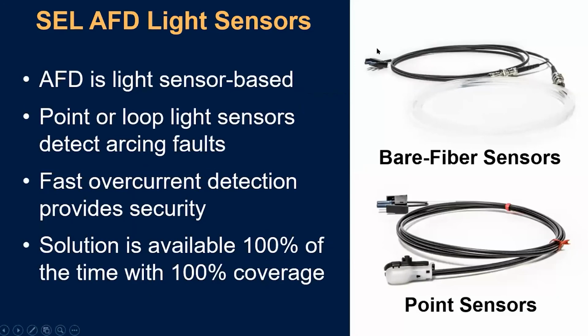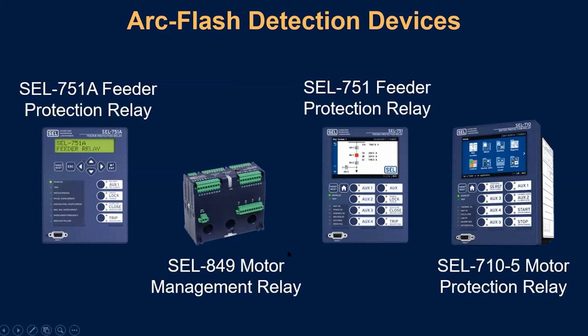We also have the SEL 849 motor relay, which is designed more so for application in a low voltage bucket or in a motor control cabinet. And you can see it's actually got an arc flash detection lens built onto it. And we'll talk about how that gets applied. This is almost more of an arc flash sensor, although it can do arc flash protection on its own as well.